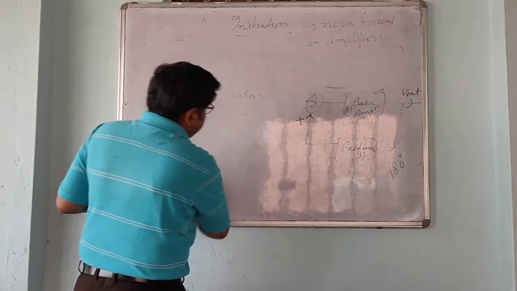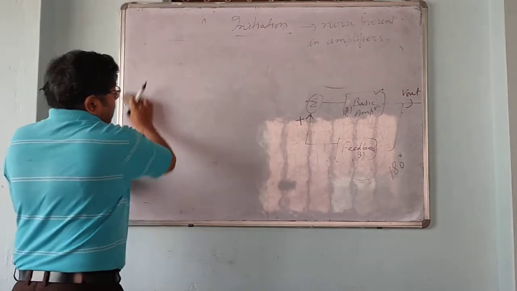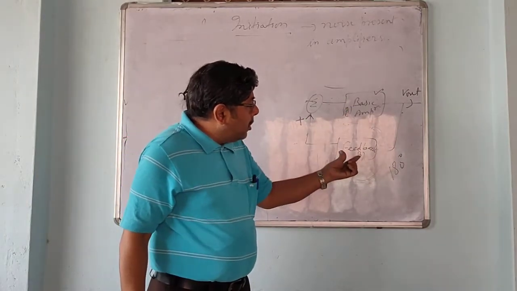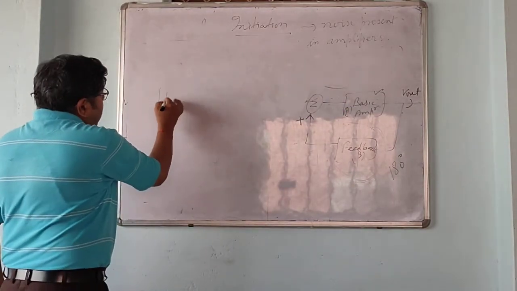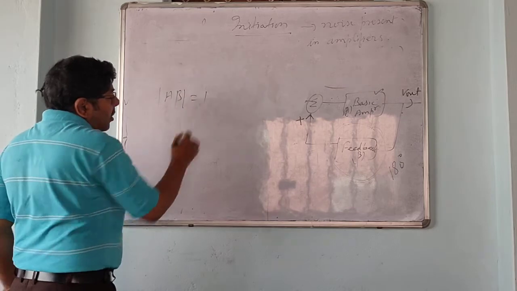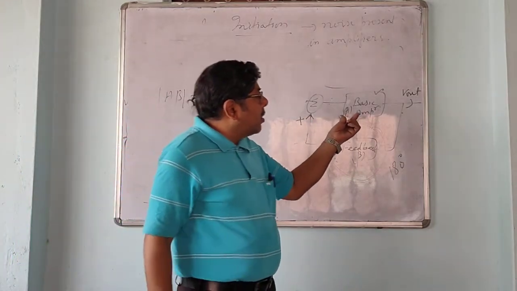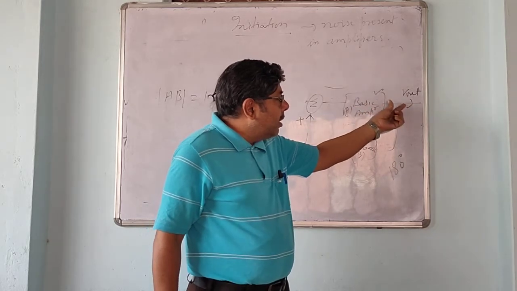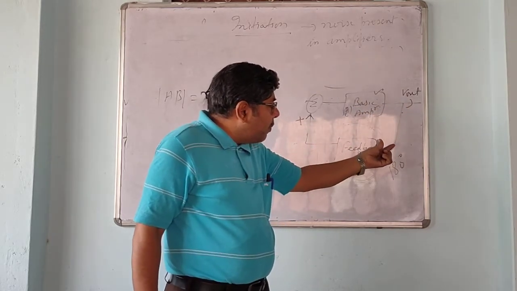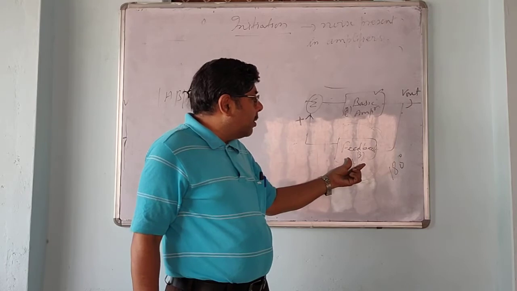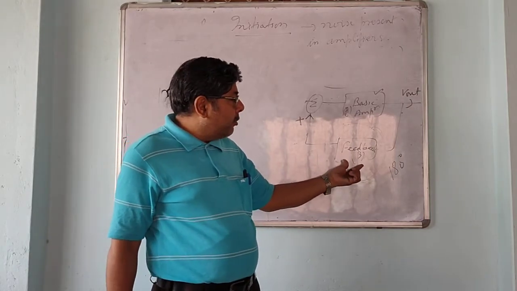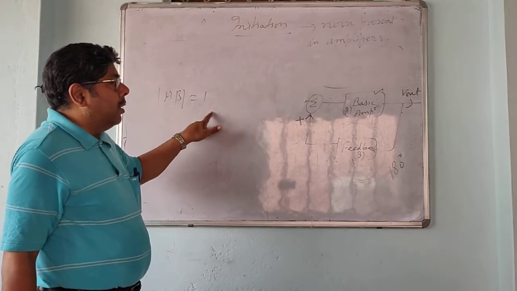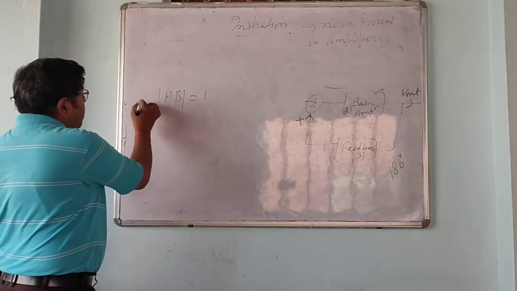Main thing is, suppose product is unity, what is the meaning of this? Suppose this basic amplifier amplifies the signal, then the same attenuation must be there by this feedback network to make the product unity. This is the first condition.